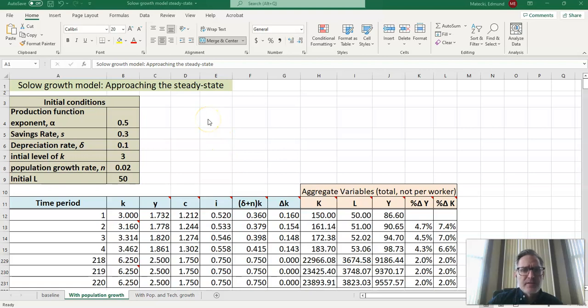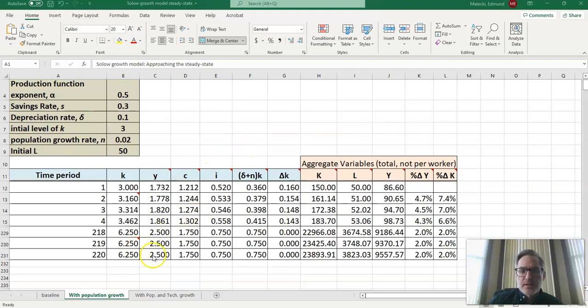So this can be used to solve problems. If you have a problem and you're given a bunch of parameters, like you see here with the production function parameter, the savings rate, depreciation rate, if you have all of that, you can use a spreadsheet to solve for the steady state values of capital, output, consumption, investment, etc. And so again, the way to find those is to first input all of your parameters up in the gray box, and then go down to the end of the simulation here.